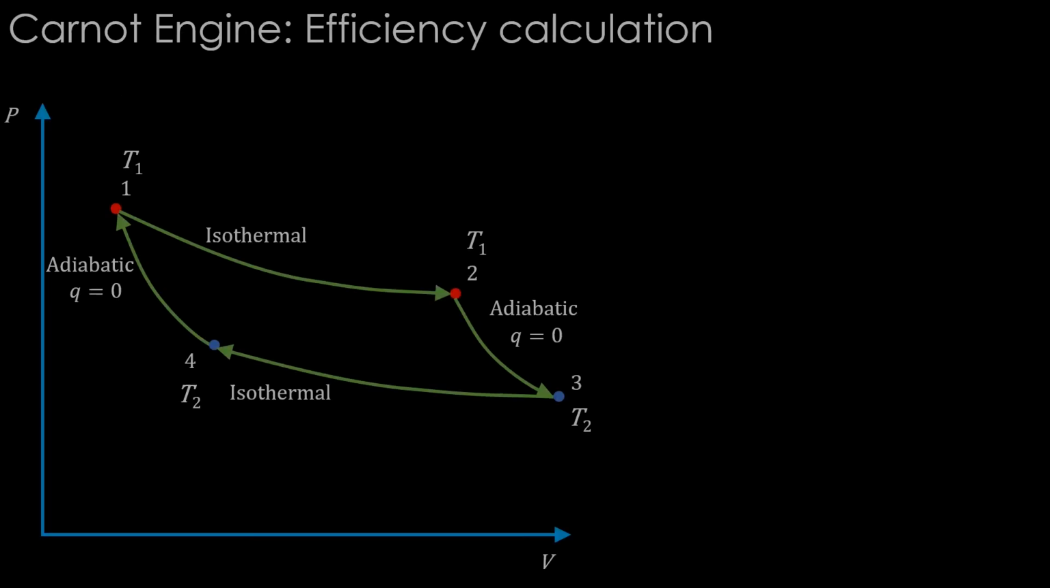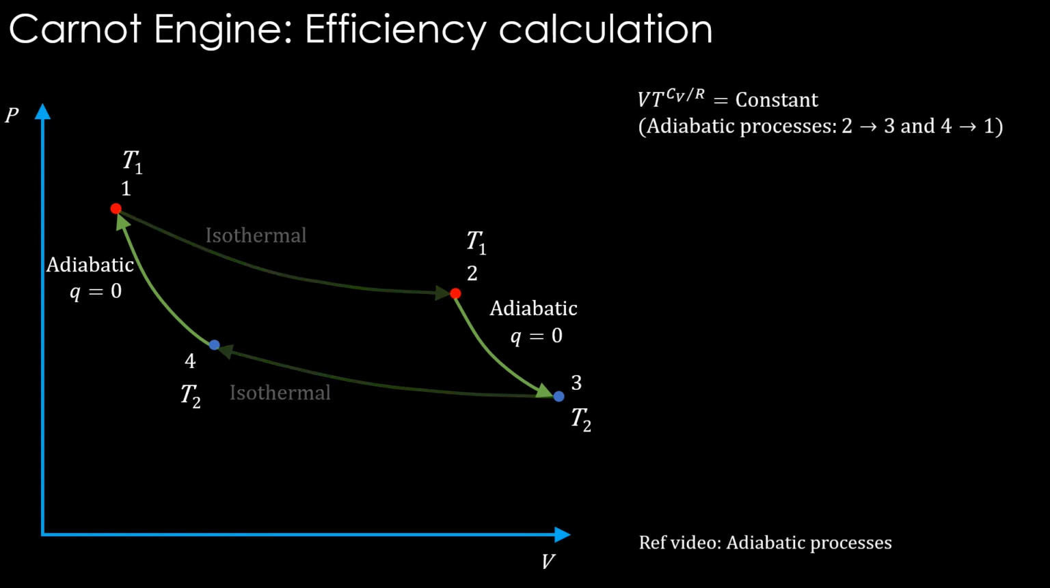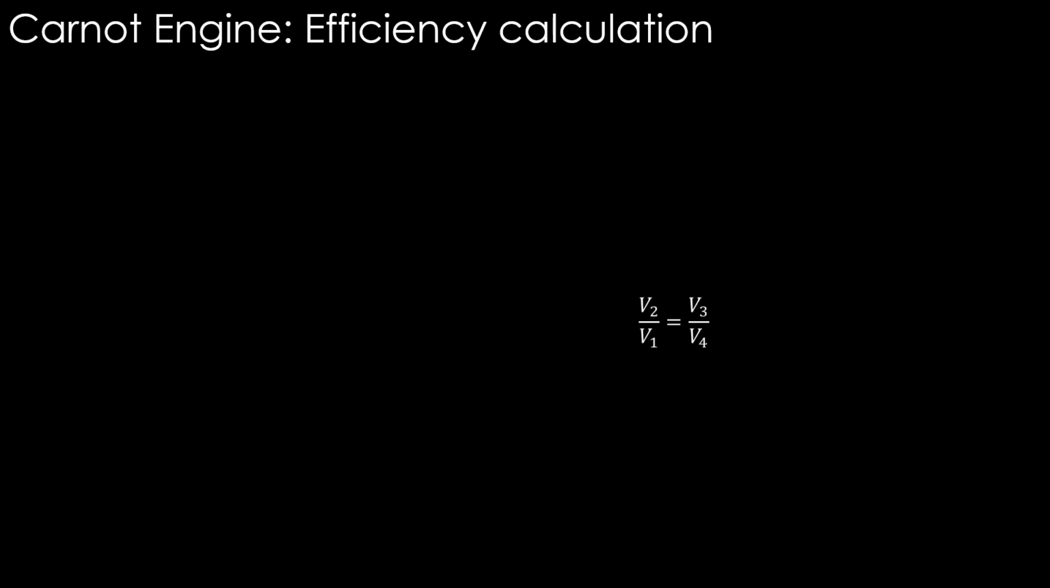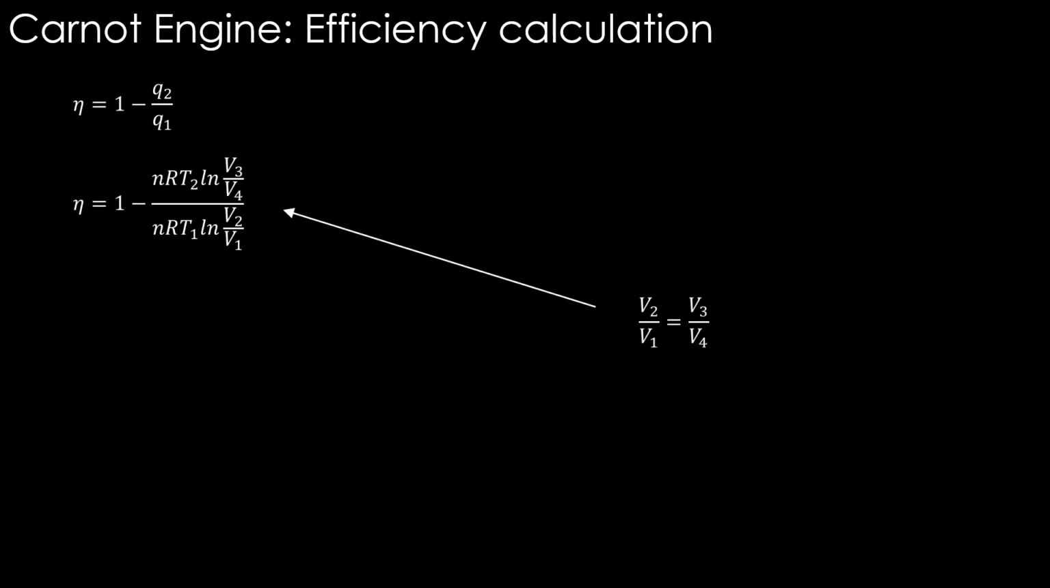Now consider the adiabatic steps. We have already derived that T V power Cv divided by R is a constant. For the adiabatic step of state 2 to state 3, we can write this. Similarly, for state 4 to state 1, we can write this. When we divide these two equations, we get V2 divided by V1 is equal to V3 divided by V4. Let us use this in the efficiency equation. Finally, we get eta equals 1 minus T2 divided by T1.